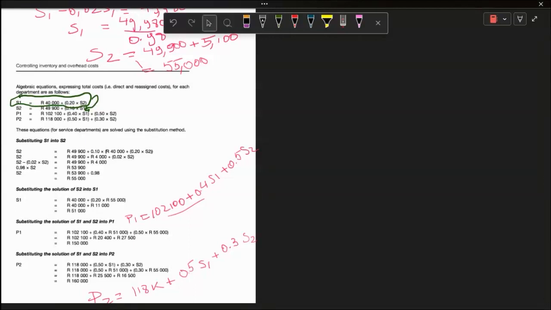Now you can replace S1 and S2 into P1. You replace. Wherever you see S1, you replace it. Wherever you see S2, you replace it.